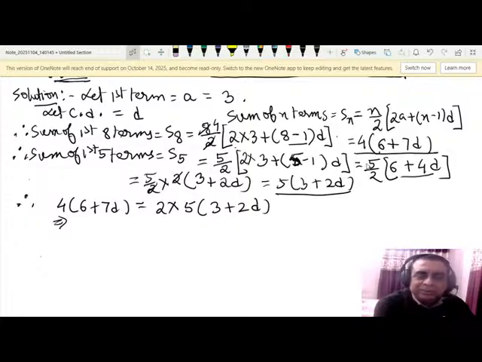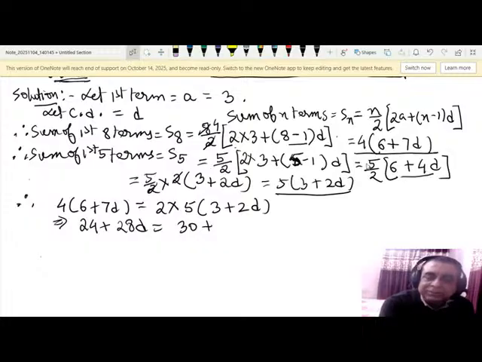So 4 times 6 is 24, plus multiply the terms inside the bracket with 4 on the left side. So 4 times 7 is 28d. Then 2 times 5 is 10, and 10 you multiply with both the terms inside the second bracket. So 10 times 3 is 30 plus 10 times 2 is 20d.